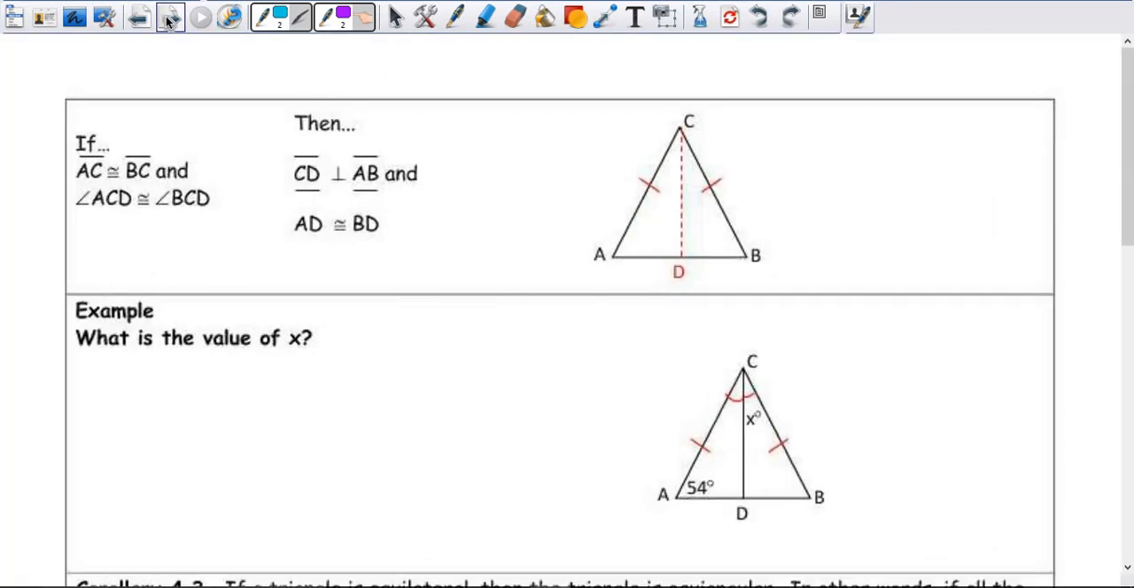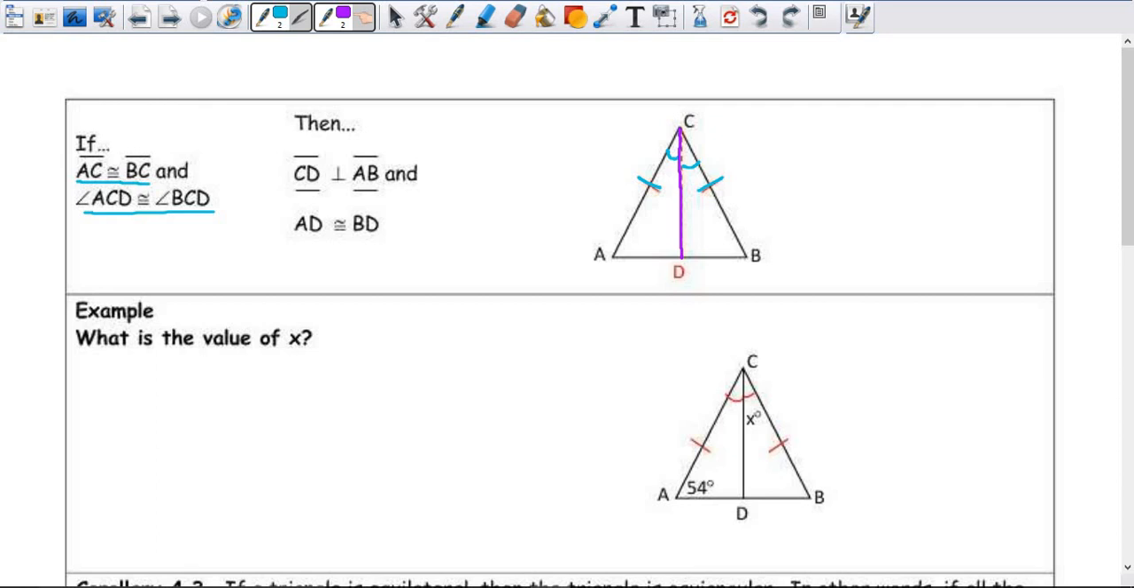So what that means is if AC is congruent to BC, so I've got an isosceles triangle, and ACD is congruent to BCD, then CD was an angle bisector here.